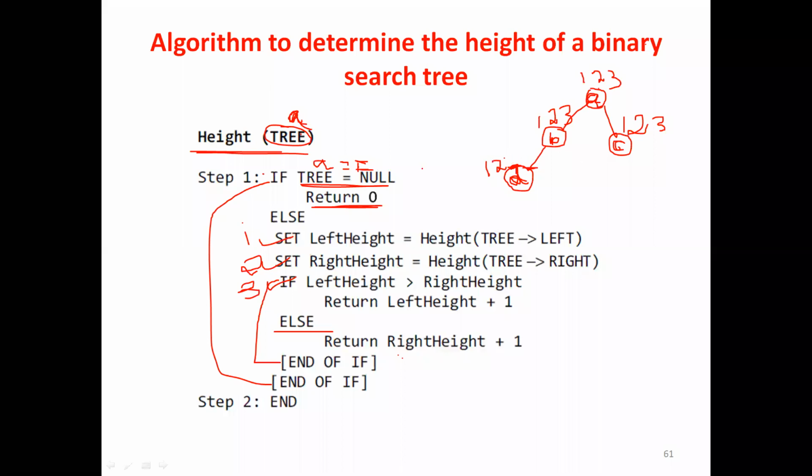Okay, done. Now, A is passed. Is A equal to null? No, so the if will not work. It goes to the else part. Under the else part, I have 3 steps. First step is calculating the height of the left subtree. Second step is calculating the height of the right subtree. Third one is comparing and returning the height of the particular node, which right now is the root node.